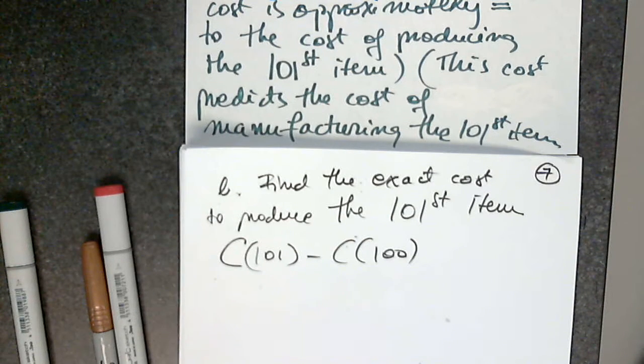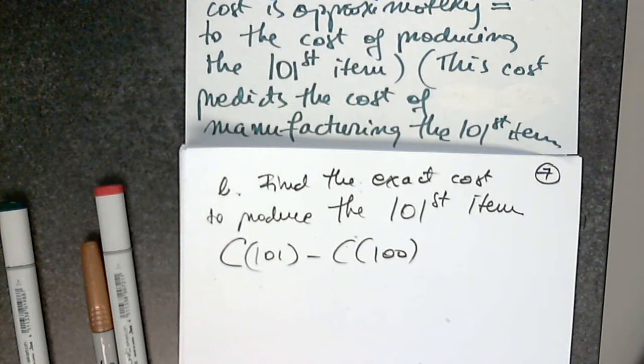Keep an eye on what I'm doing here. Minus 0.0004 x to the 3rd. Okay, so I plug in 101 and I plug in 100. What should the difference be? Exactly, of course, we know that.